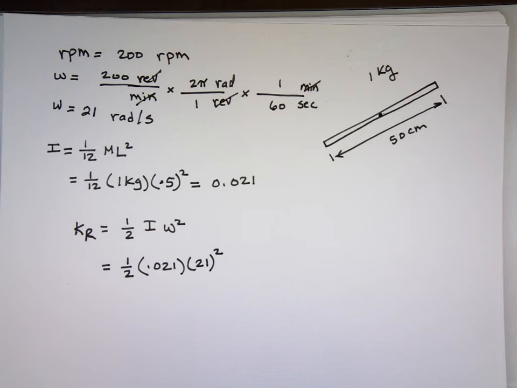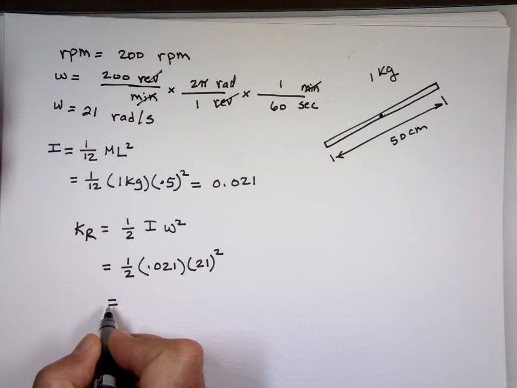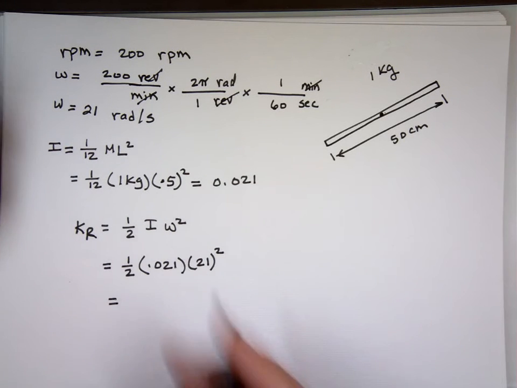Question. Yes. Just to make sure, the 1/12 is that specific formula, right? Correct. For a beam that spins around the center. So I'm guessing on the test we'll have that chart. Yep. And that's mass times the length of the beam squared, correct.